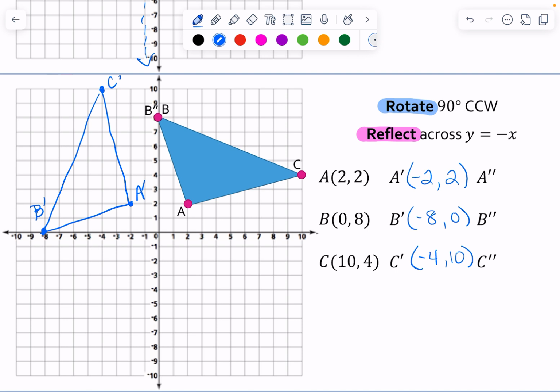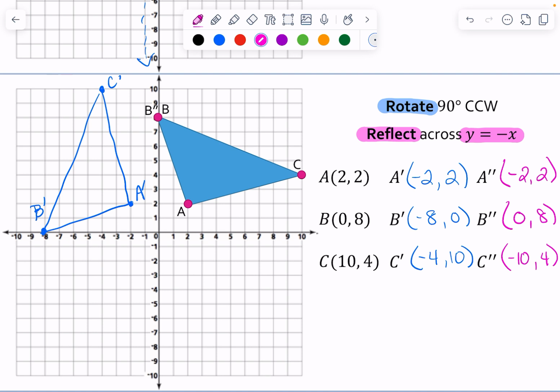Now we're going to come back and reflect that rotation across the line y equals negative x. Now remember, when it's y equals negative x, we swap the x and the y and we change both of their signs. So we're going to swap them, and that would make negative 2 positive 2. We swap them, that would make 0, 8. And we swap them, and that would make negative 10 positive 4.